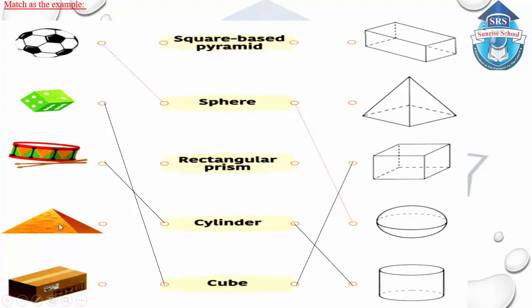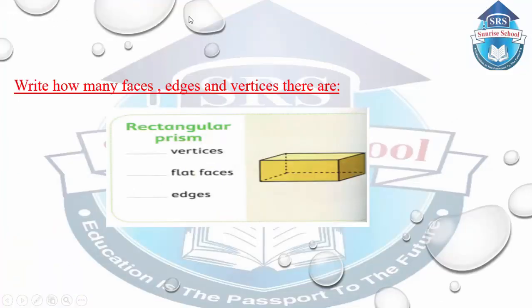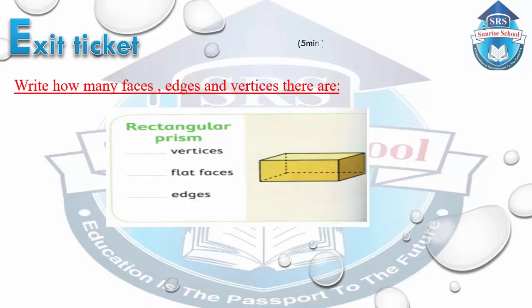Egyptian pyramids like, yes, square-based pyramids, where is it here? Yes, that one, excellent. A box like, yes, a rectangular prism, and where is the rectangular prism here? Yes, that one, good job. So your exit ticket now. Write how many faces, edges, and vertices there are in the rectangular prism. Tell me the answer when we meet together.